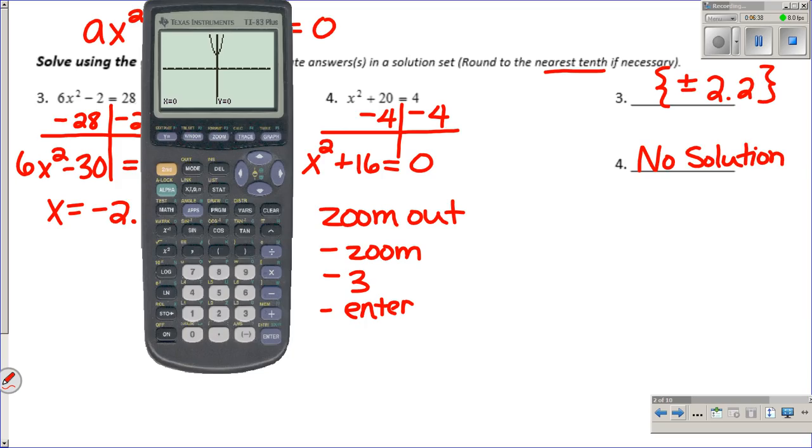There are no x-intercepts, so this quadratic has no solution. If you tried to factor this, you would see that this quadratic is prime. Remember, you can only factor if it's difference of two perfect squares. This was the sum of two perfect squares.